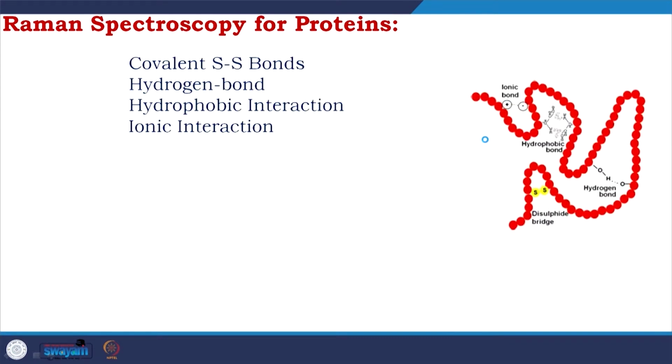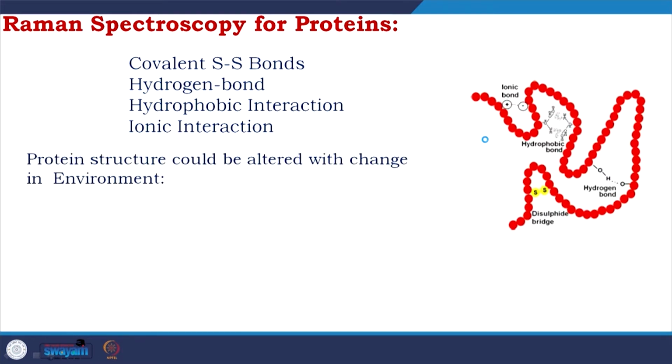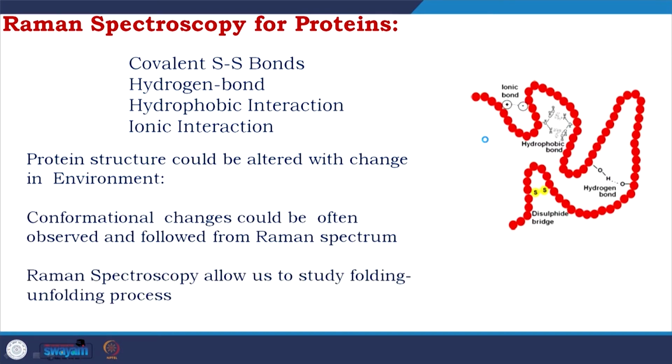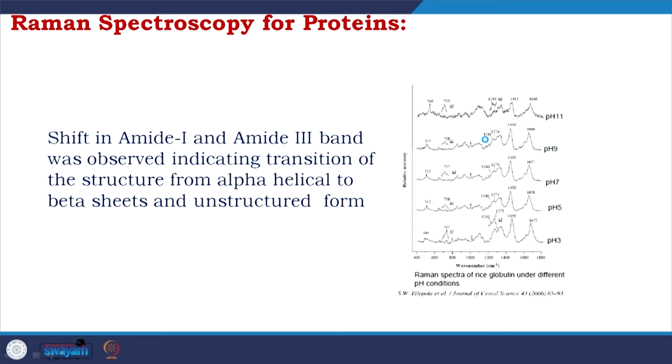So, covalent disulfide bond could be detected, hydrogen bond could be detected, hydrophobic interaction could be detected, ionic interaction could be detected. Protein structure could be altered with change in environment, and the conformational change could often be observed and followed from Raman spectrum. Raman spectroscopy allows us to study folding and unfolding processes with more sensitivity. These experiments are now designed and planned further. Shift in amide 1 and amide 2 band was observed, indicating transition of the structure from alpha helical to beta sheets and to unstructured form.